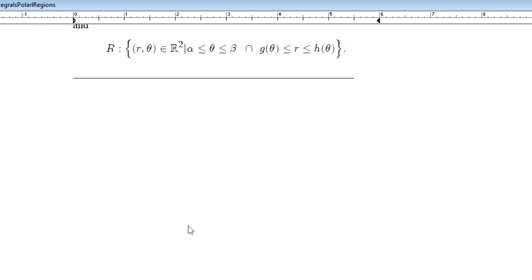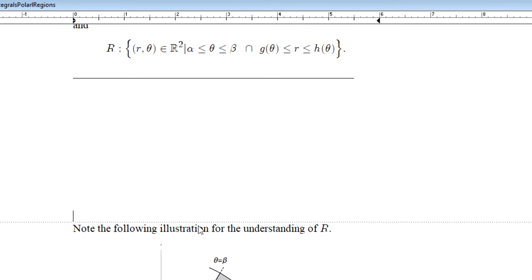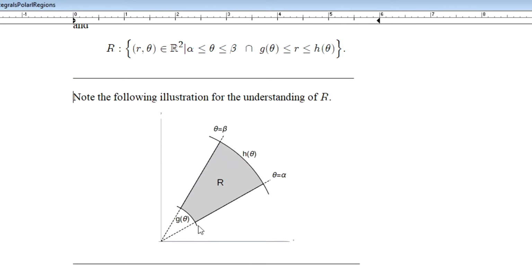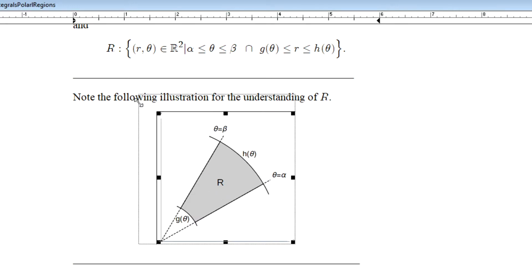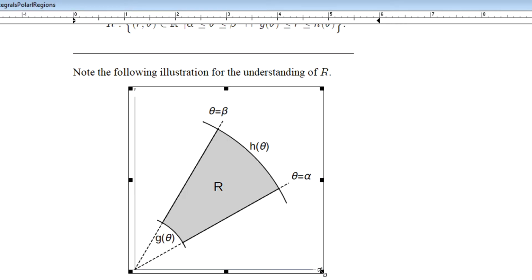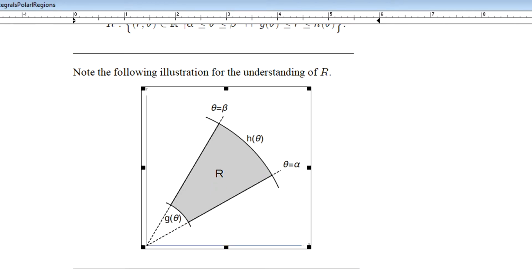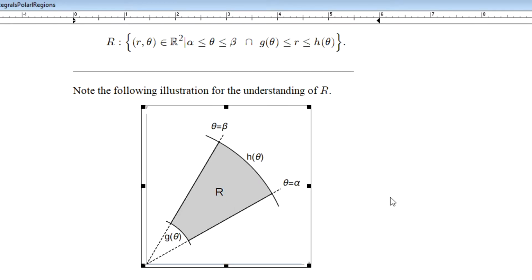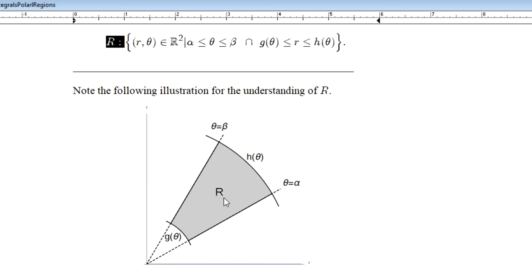If I bring our description of R up into the picture, this is the quickest illustration I could put together for you. I could be a little more generic in my descriptions of g of theta and h of theta, but I think this will suffice. Let me shrink that down just a little bit. Right here we can get both into the picture as one. We are talking about this set of points R, this region forming in our two-dimensional system.